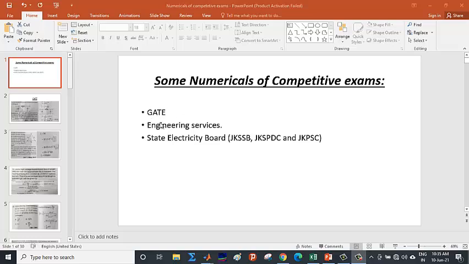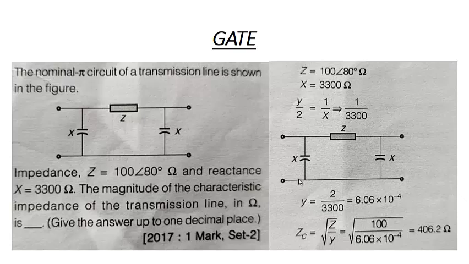We will start from the GATE questions which have already been asked. So let's first start with question number 1. The nominal pi circuit of a transmission line is shown in the figure. This is X, this is Z, this is X. Usually, instead of reactance, we analyze the circuit in terms of admittance of the parallel parameters. The impedance of the circuit is given as 100 at an angle of 80 degrees, and the reactance is given as 3300 ohms. We need to find the magnitude of the characteristic impedance of the transmission line.